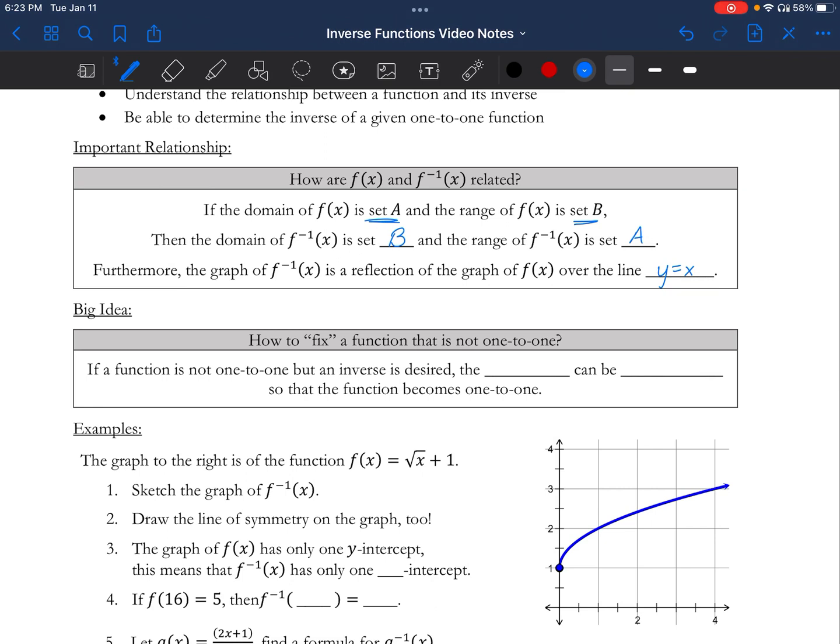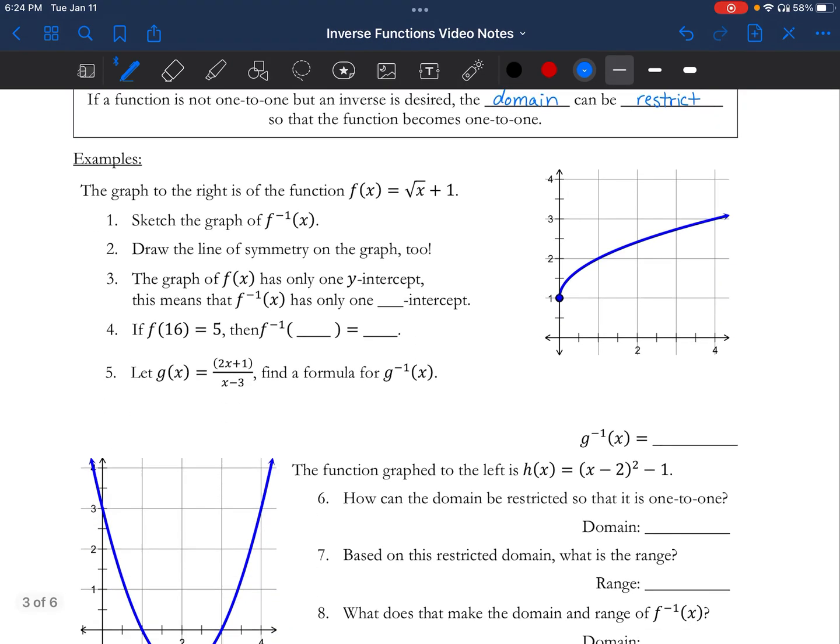One other thing I want to talk about is how to fix a function that is not one-to-one. Normally, we really want our function to be one-to-one so it has a nice unique inverse. But if it's not one-to-one and we still need an inverse, then what we're going to do is take the domain and cut it down. We're going to restrict it in such a way that it does become a one-to-one function. So I'm just going to cut off anywhere that it actually repeats. That leads me into some examples.